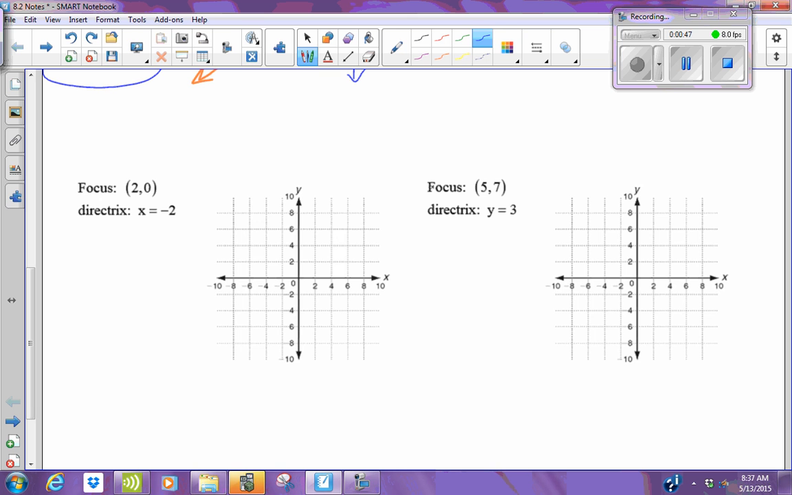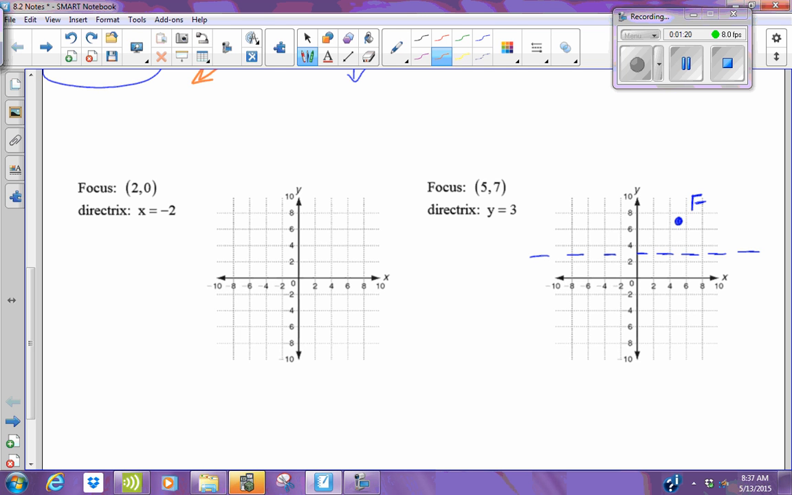5, 7. Now look what I did on this one. I gave you the focus and the directrix. See, I'm going to change up what I'm giving you, and your goal is to come up with the equation. So the focus is 5, 7. Now, unfortunately, that did not turn out on any little nice place on the graph. So this is the focus. The directrix is y equals 3. That's a horizontal line.